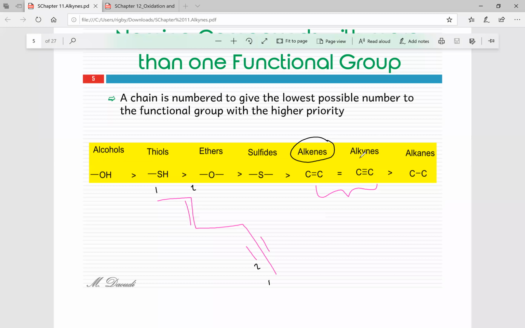However, if there is a way to name things lower while also giving this double bond a lower number, that's fine. So like let's say that a double bond was right here instead of right here, we would want to start numbering from this end instead of this end, because that priority thing only really comes into play when they're both the same priority. Or not both the same priority, but they're both on the same type of carbon, like carbon 2 or carbon 3. And finally is alkanes.